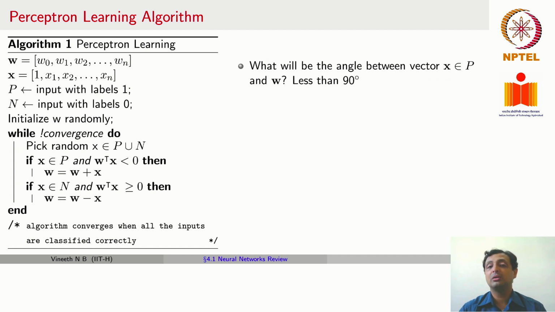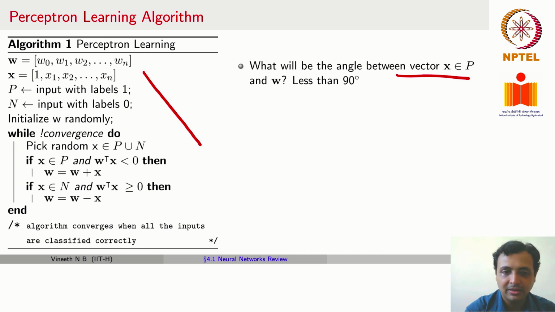If you want the perceptron to classify this point correctly, the angle between the vector x, belonging to P, and w has to be less than 90 degrees. Why so? Let's again write out that line. This is the line which is given by w transpose x.